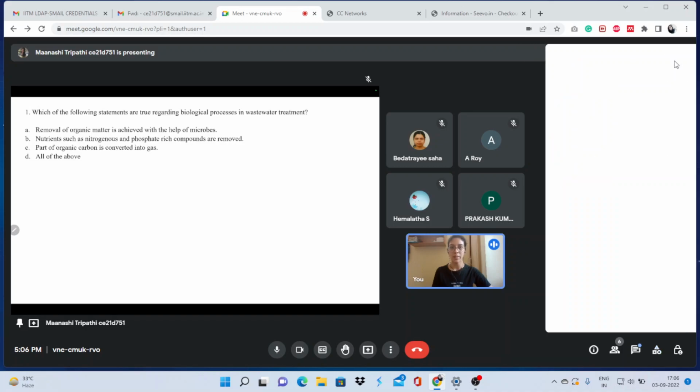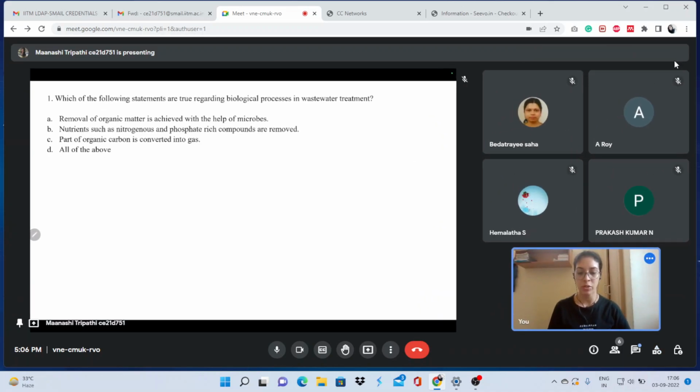You can answer there. So the question is, which of the following statements are true regarding biological process in wastewater treatment? Biological process means we will use some biological means for treatment of wastewater. We are using fewer chemicals or no chemicals, but we will rely on nature to treat the water or wastewater. So, which of the following is true?